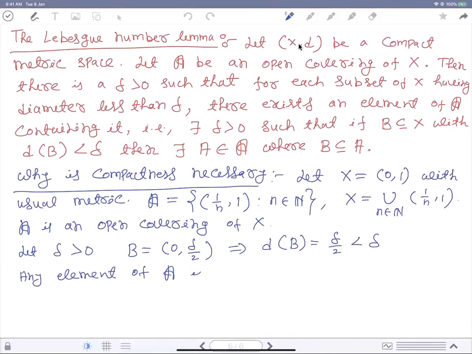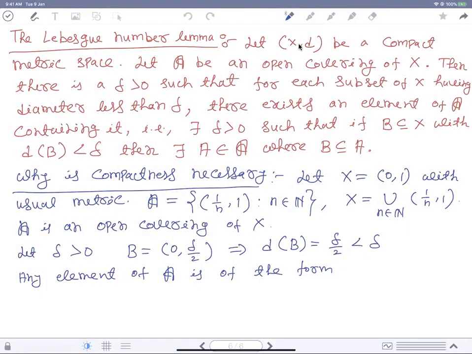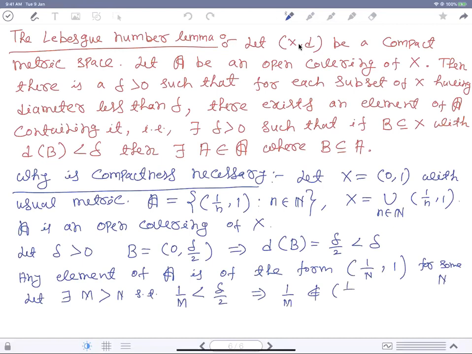of A is of the form (1/N, 1) for some n. So let us choose m which is bigger than n such that 1/m is less than delta/2. Now that implies 1/m does not belong to this set, but 1/m belongs to my set B.